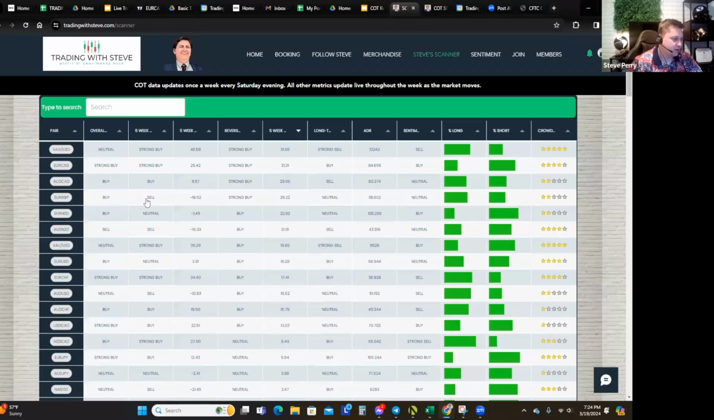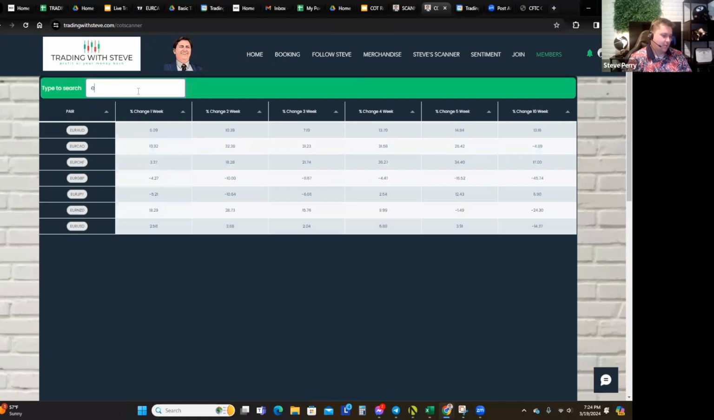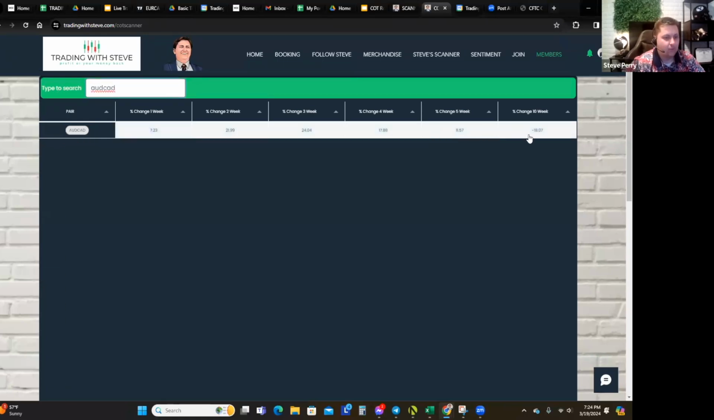Okay, what's the next one? So we got the EuroCAD, AussieCAD. This is another good example right now. This has had a pretty good, like I said, a solid positive shift over the last 5 weeks compared to the previous 5 weeks. So again, if you look at the COT scanner and we pull up the Aussie CAD, you can see right here, this was a negative over the last 10 weeks. The Aussie CAD has experienced a negative 18.07 shift. Over the last 5 weeks, it's been a plus 11.57 shift. So that's actually a big difference between those two numbers. One's pretty negative and one's decently positive.